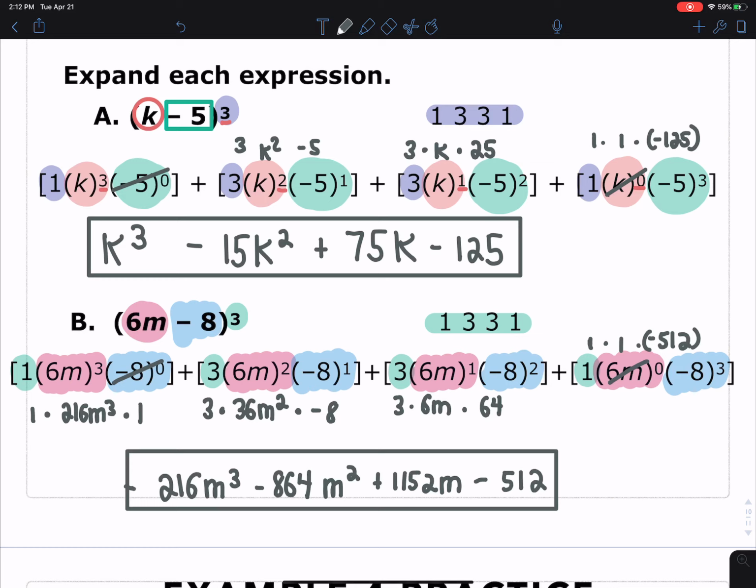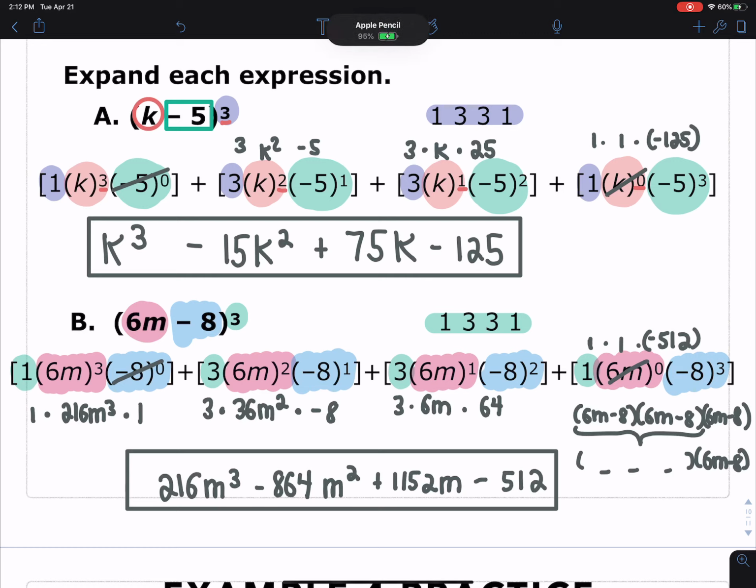So if using Pascal's triangle is confusing to you, then don't use it. Just take the time to multiply 6m minus 8 times 6m minus 8 times another 6m minus 8. So it's a longer process. It's going to take more time, but if it helps you to get there, then by all means use that, especially if you are not getting the correct answers when you use Pascal's triangle. Then stick to just multiplying using boxes and or FOIL.